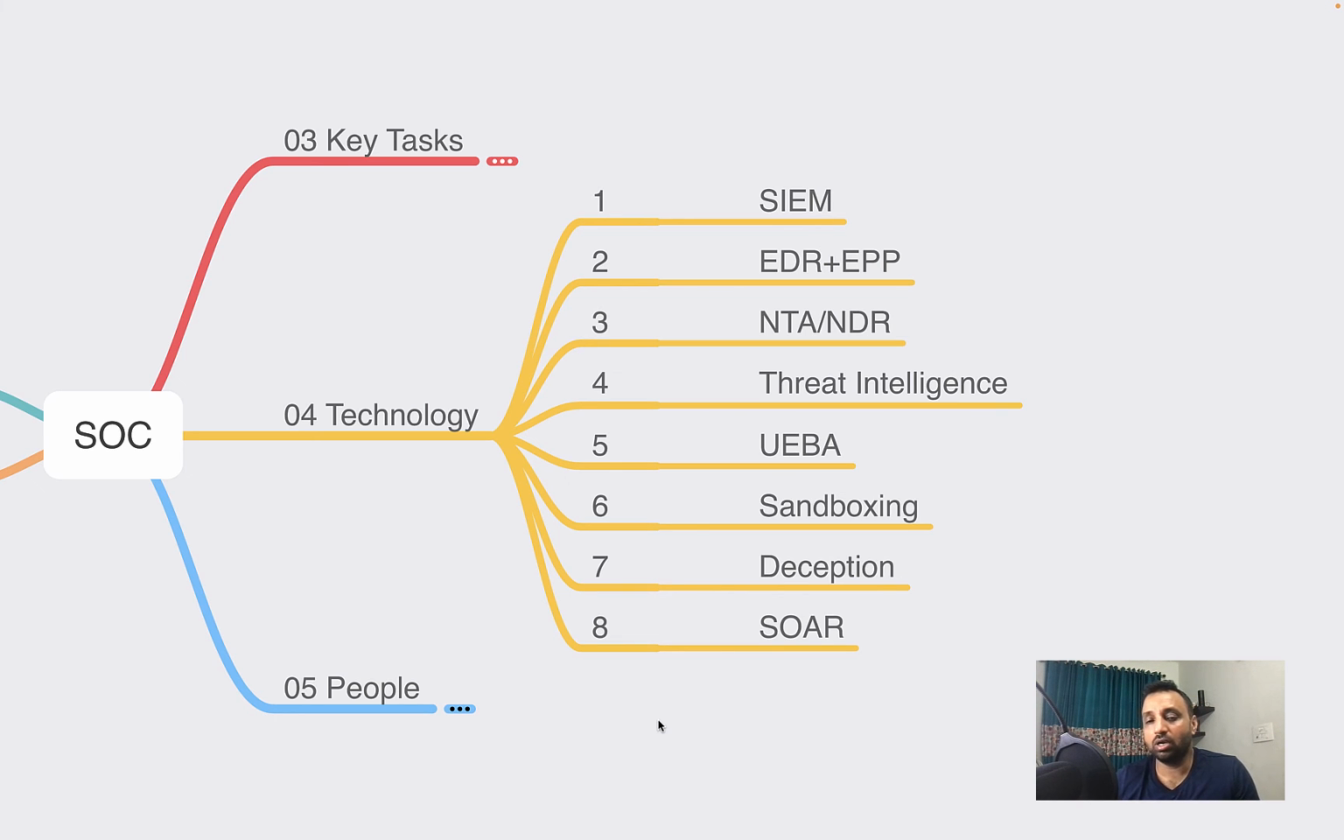SOAR is security orchestration and automated response. So what this technology does is it automates the entire detection and response process for a company. As I mentioned earlier, in most companies you have rules running in SIEM, EDR, NTA, all these solutions, and there are alerts for each category, and the SOC is monitoring those alerts.